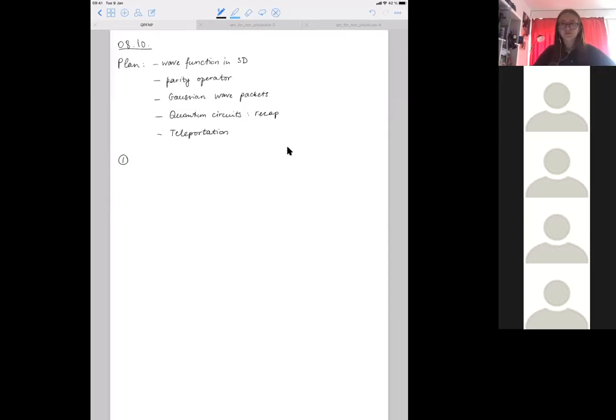Okay, let us start with the wave function in 3 dimensions. So how do we define the wave function? Well, in 3 dimensions, it means that our wave function now would not only depend on x, but also on y and z, which are the coordinates. And we can just call it psi of r.